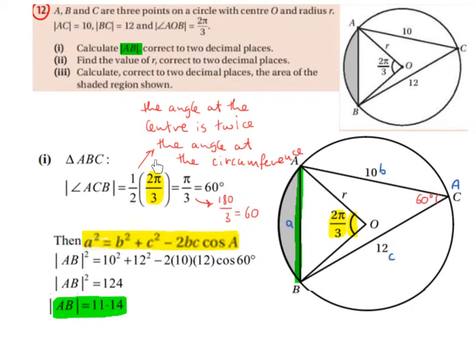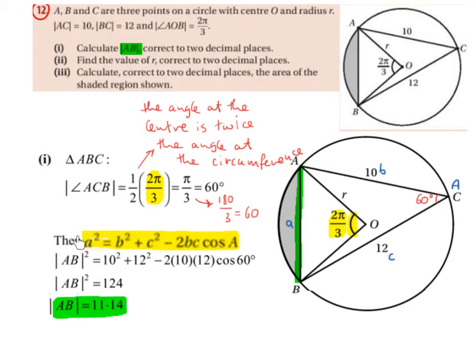So half of 2 pi over 3. We're going to do top by top, bottom by bottom. 1 by 2 pi is 2 pi. 2 by 3 is 6. So we get 2 pi over 6, which is pi over 3, a third pi. And a third pi is equal to 60 degrees, because pi is equal to 180 degrees, and 180 divided by 3 is 60 degrees. So that angle there is 60 degrees.